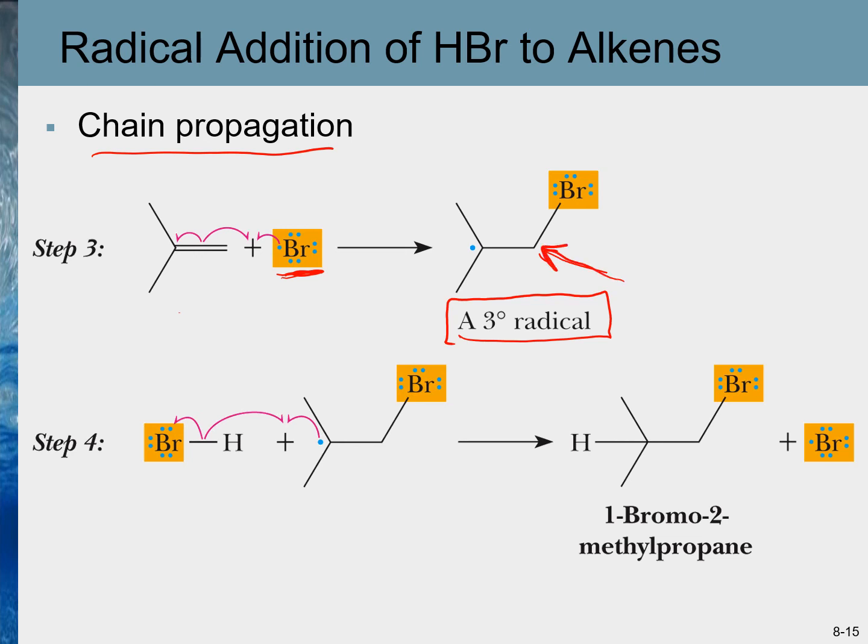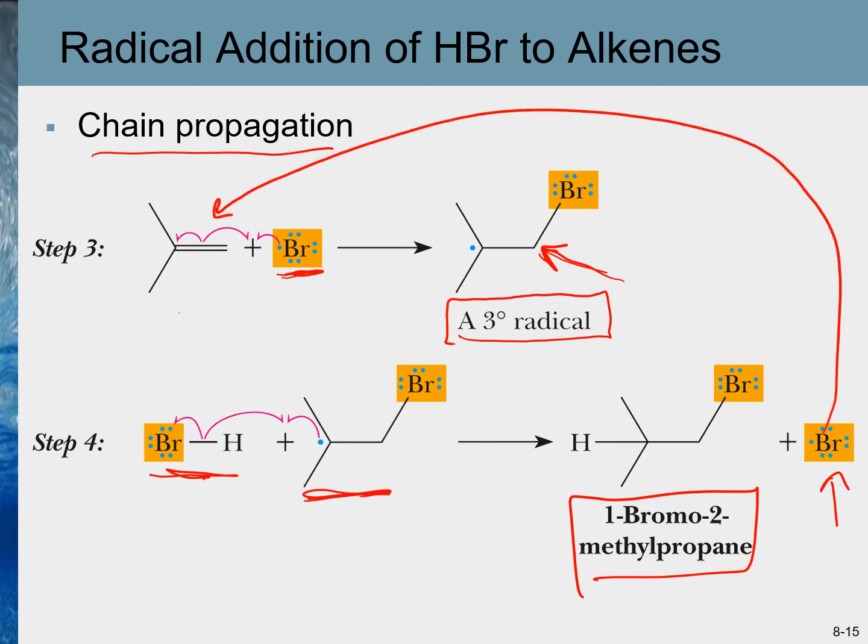And the chain propagation continues when the alkyl tertiary radical combines with another molecule of HBr to produce the desired product, and this step will also generate a new bromide radical. This bromide radical will react with another molecule of alkene, and we will form another product plus another new bromide radical, and hence this process continues. It's a chain reaction.